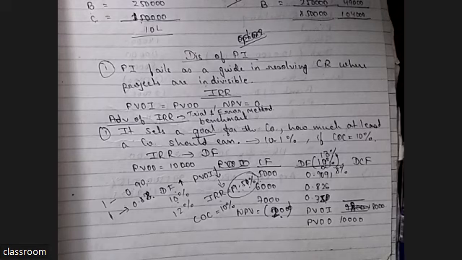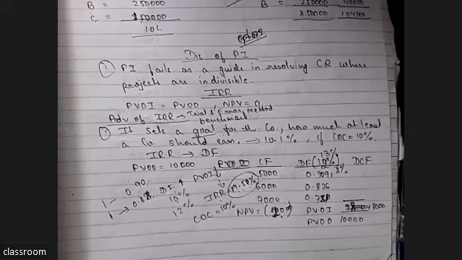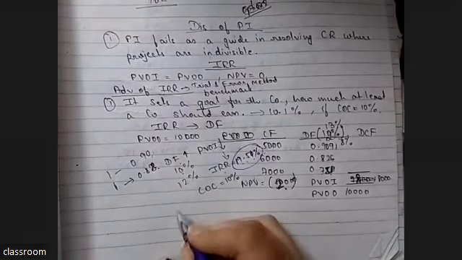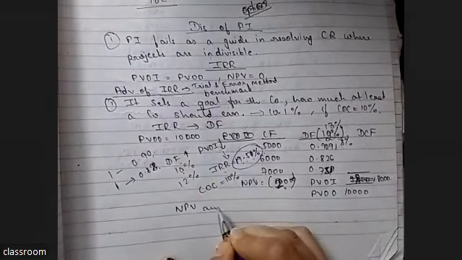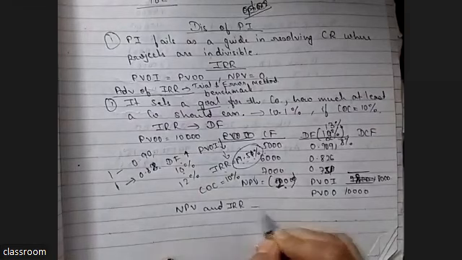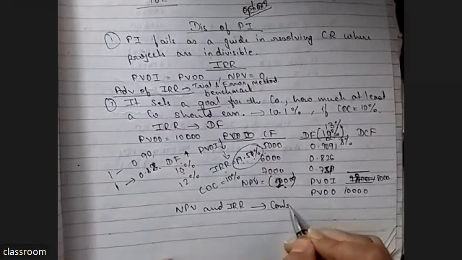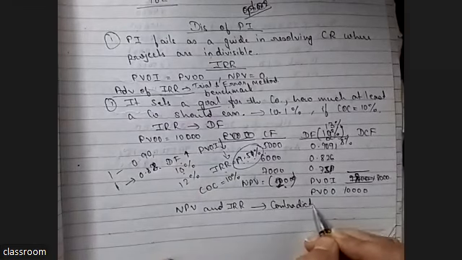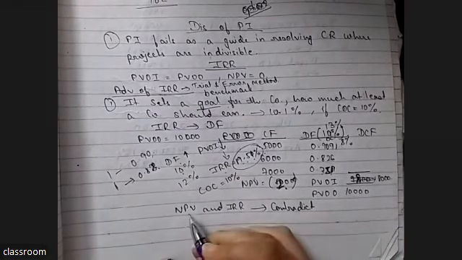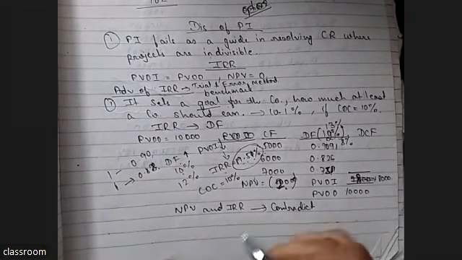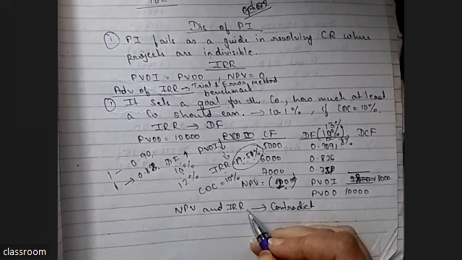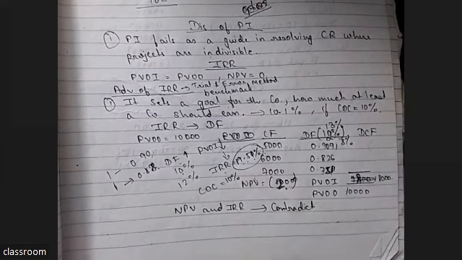But one important thing: IRR and NPV can give contradictory answers. This is the major thing. NPV and PI cannot give contradictory answers, but NPV and IRR can contradict. In some cases, you will find NPV is saying accept the project, but IRR is saying reject the project. There we need to apply another method.